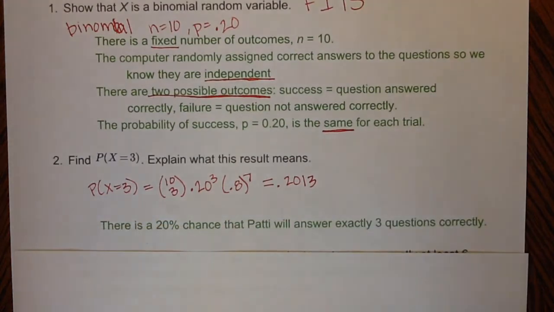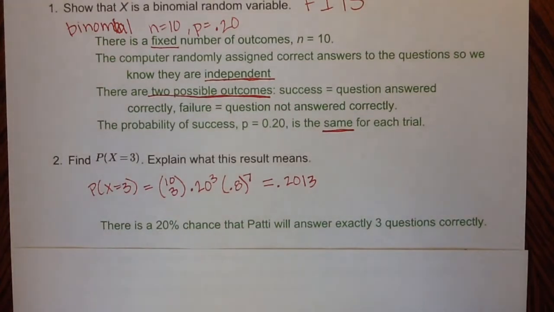So there is a 20% chance that Patty will answer exactly 3 questions correctly. So we have our probability and we've put that into context.